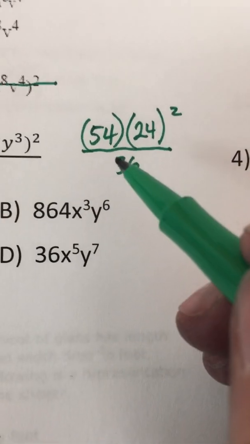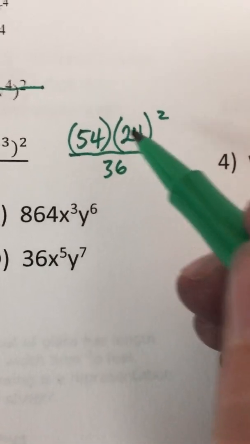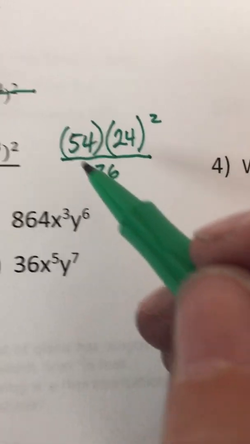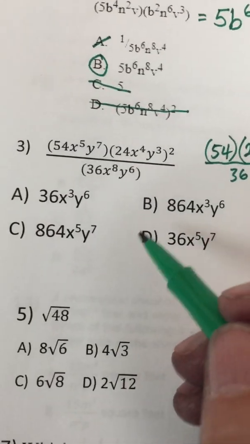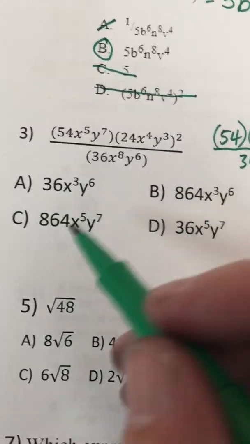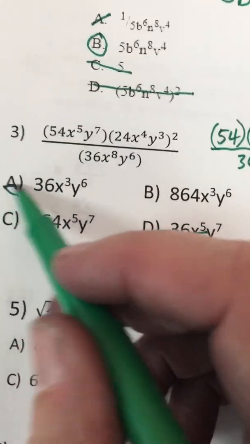So a great big old control divide at the beginning, 54 times 24, and square the 24, and then put the 36 in the bottom and hit enter. It's going to tell you the answer is, drum roll, hopefully you've already done it, B, or it's 864, so it's either B or C. So it's not this one, not that one.